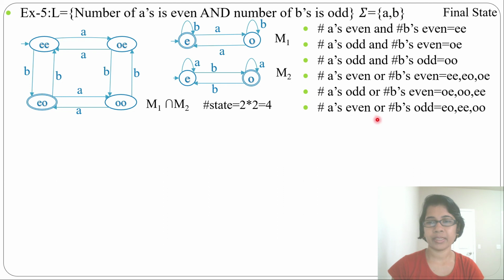If the number of A is even or the number of B is odd, then EO, EE and OO will be the final states. So you can just change the final states and that will accept some different language.